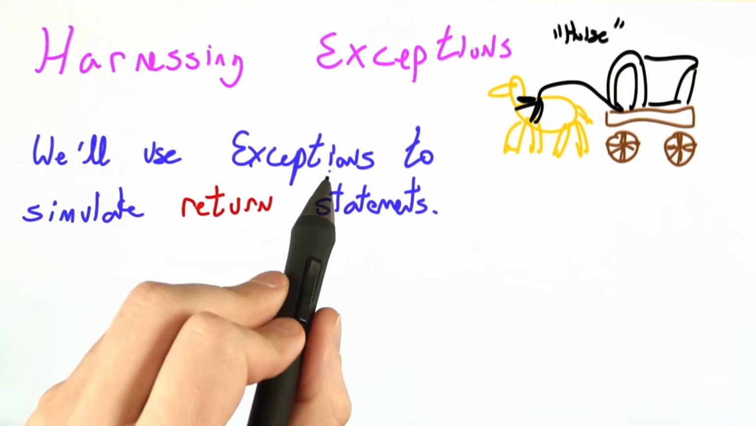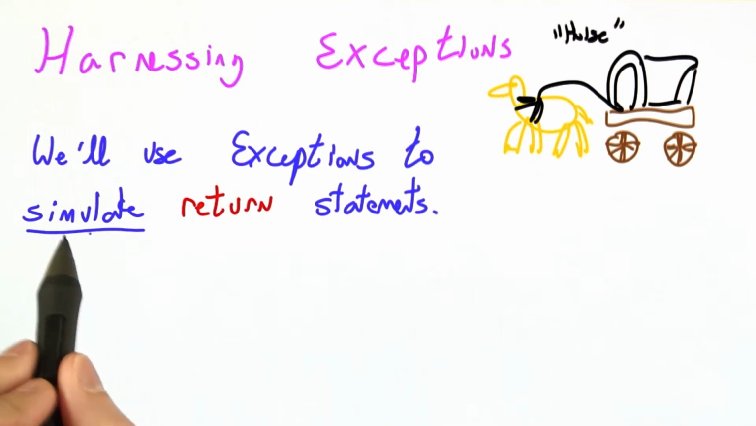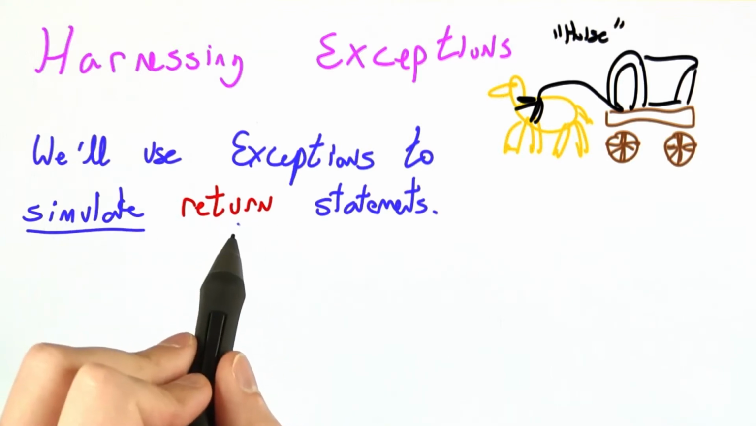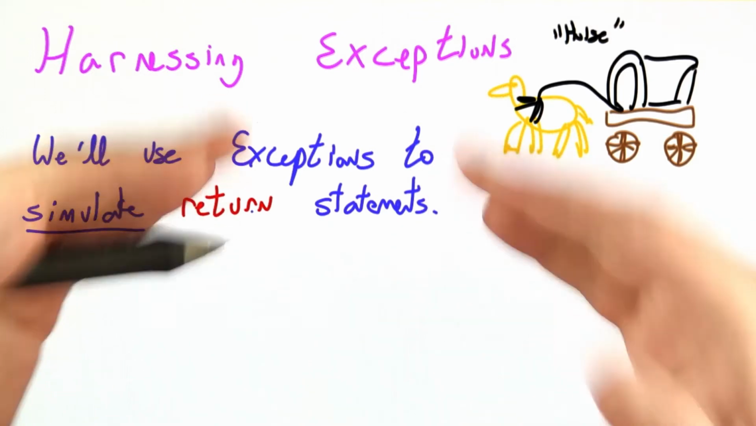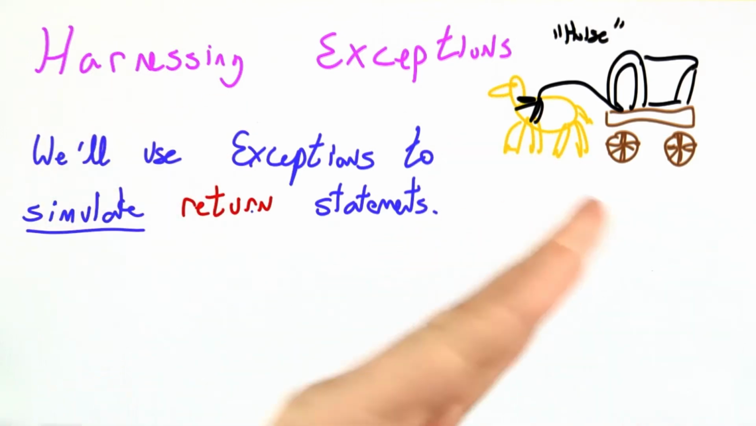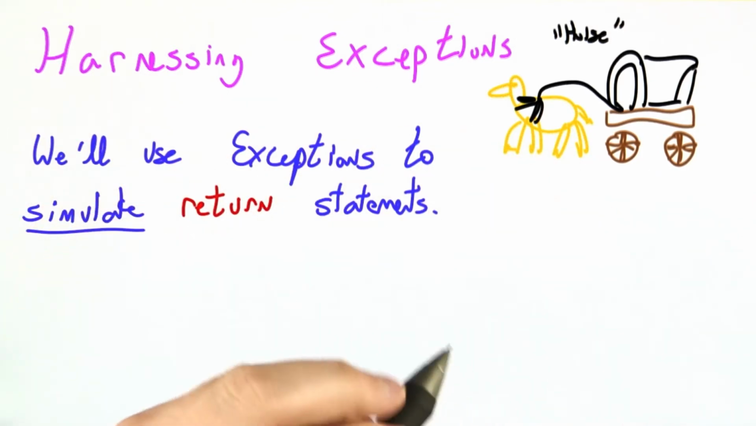We're going to use exceptions under the hood in our interpreter to simulate return statements. Remember that after a return statement, we don't want to execute the statements that come after it. We want to jump back to the caller. We'll use exceptions to do that.